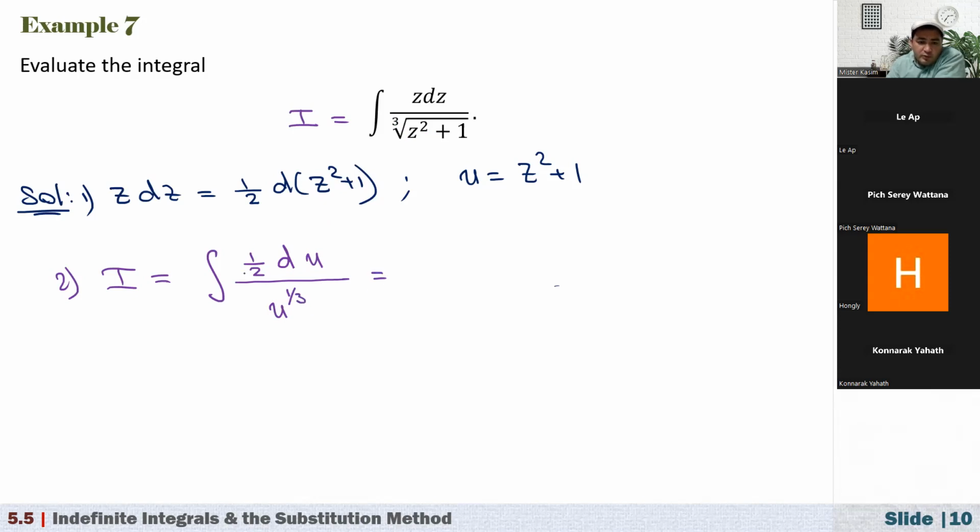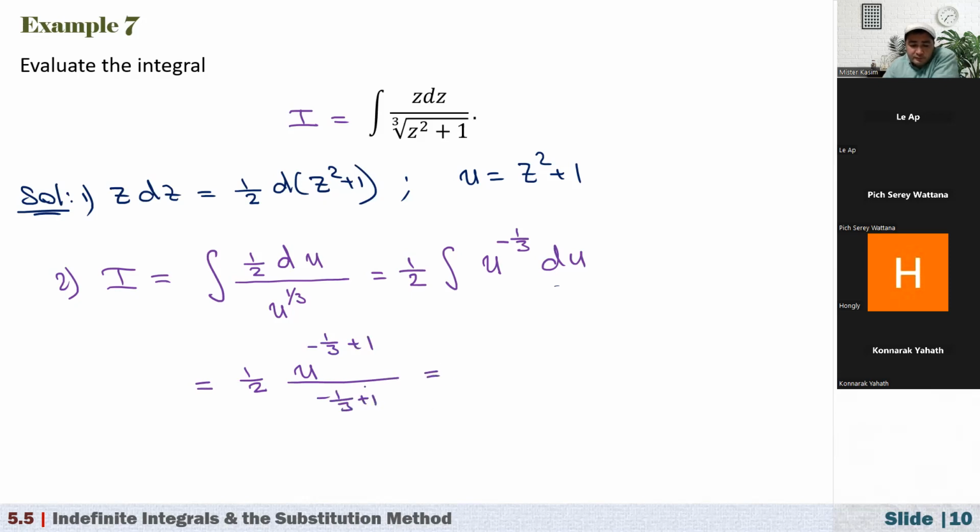If I rewrite this, 1 over 2 is a constant, so you can keep it outside the integral. Here we have 1 over 2 integral of u to the power of minus 1 over 3 du. Again, it's just a power function. You know how to integrate this, right? That's equal to 1 over 2 times u to the power of minus 1 over 3 plus 1, over minus 1 over 3 plus 1. Minus 1 over 3 plus 1 is equal to 2 over 3, right? The 2s cancel each other. So here we have 3 over 2, u to the power of 2 over 3 plus c.